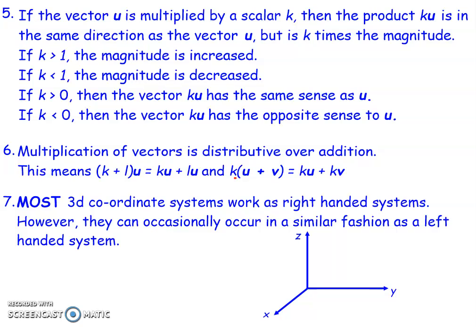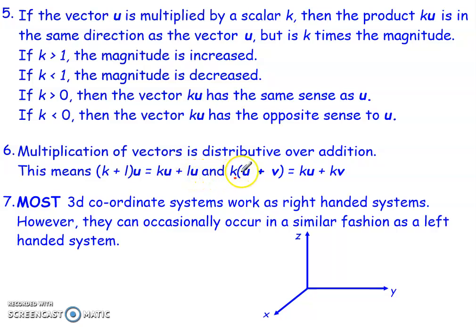We have to remember as well, multiplication of vectors is distributive over addition. So what that means is that if we have two scalars, k plus l, and we do k plus l and then multiply it by the vector u, we'd get the same answer as if we did k times u plus l times u.